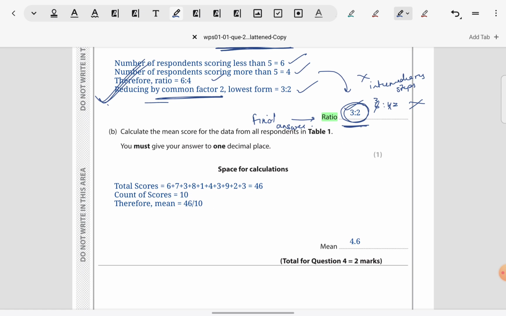The next question is to calculate the mean score for all the respondents. This comes more towards statistics than basic maths, but the principles are similar. And we have to give the answer to 1 decimal place. For the mean, you have to calculate the sum and divide it by the number of scores there are. So that's what I've done. I've shown how I have taken the total scores.